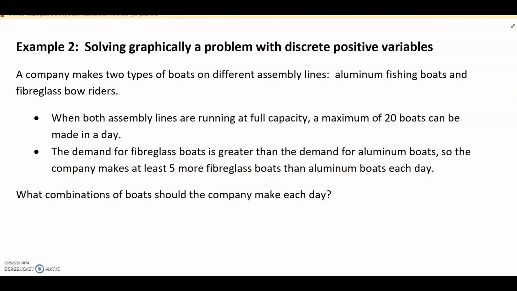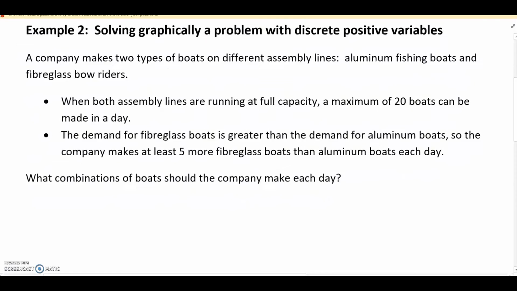Let's have a look at example 2. A company makes 2 types of boats on different assembly lines, aluminum fishing boats and fiberglass bow riders. When both assembly lines are running at full capacity, a maximum of 20 boats can be made in a day. The demand for fiberglass boats is greater than the demand for aluminum boats, so the company makes at least 5 more fiberglass boats than aluminum boats each day. What combinations of boats should the company make each day?